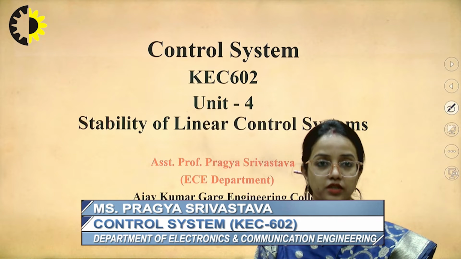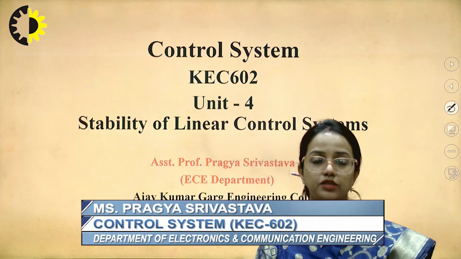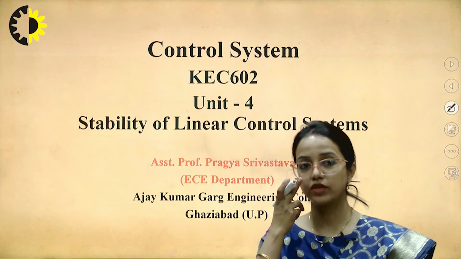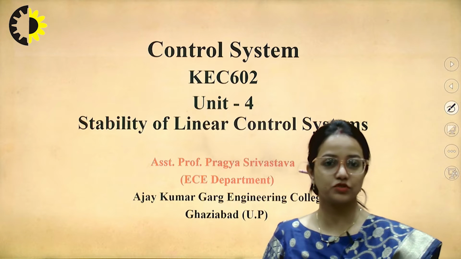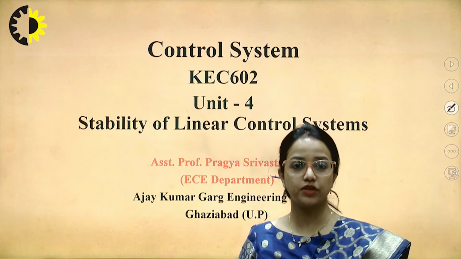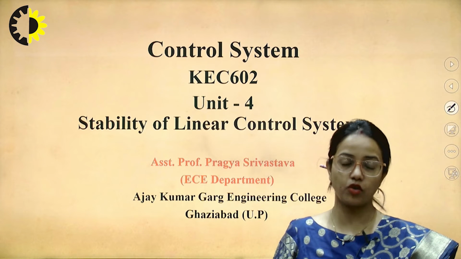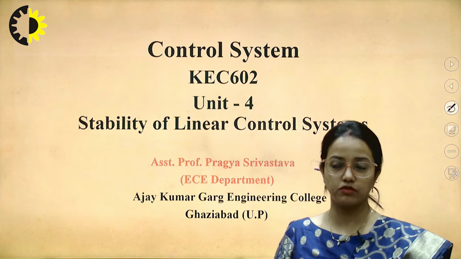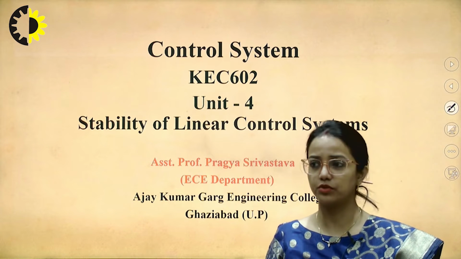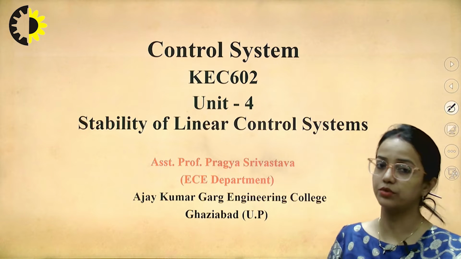The course code is KEC 602, and in today's lecture we are going to start Unit 4, that is, stability of linear control systems. Previously we have studied various types of control systems, how the functioning of a control system is governed, and the behavior of a control system with respect to various inputs. Let's say we have given step input, ramp input, parabolic input, impulse input, and we've also studied the time response.